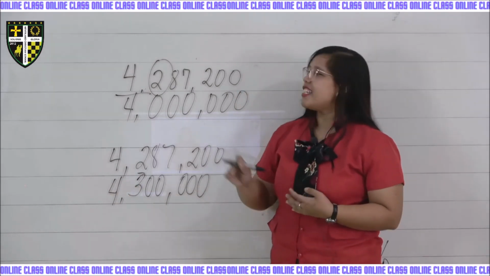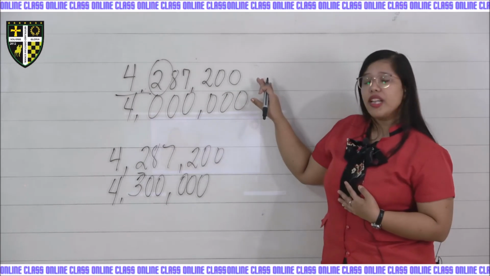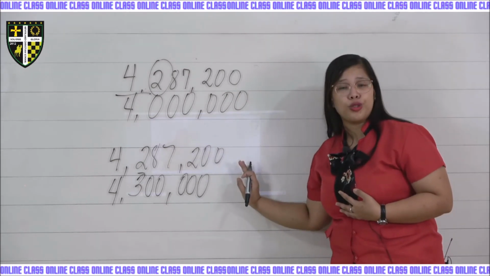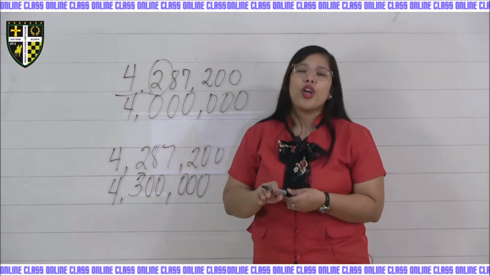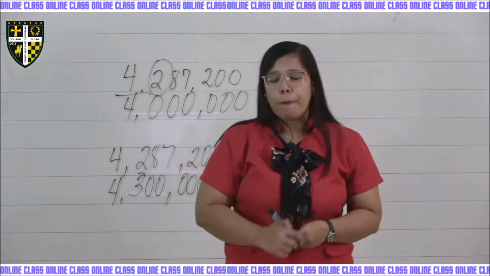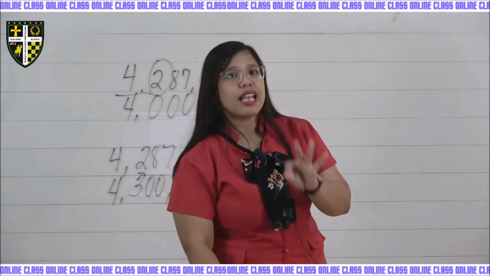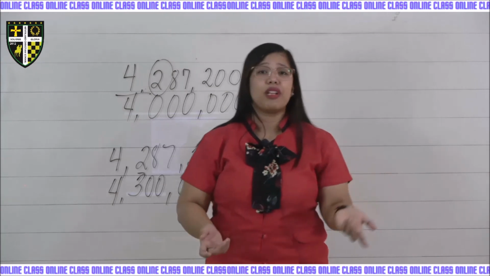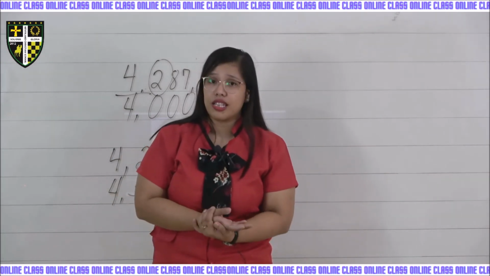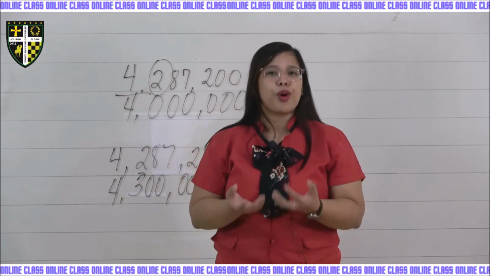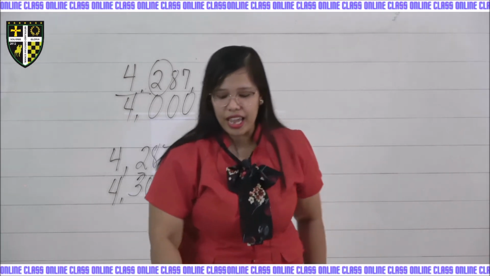So again, kids, this one is for rule 1. This one is for rule 2. It's just the same when you are rounding off to tens, thousands, 100,000, millions, 10 millions, and 100 million, and so on and so forth. It's just the same process. Okay? Okay, let's proceed.